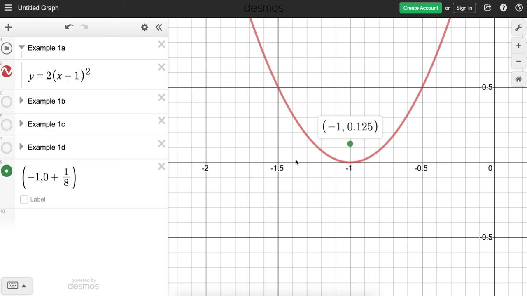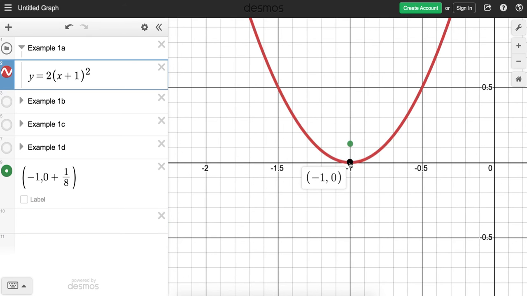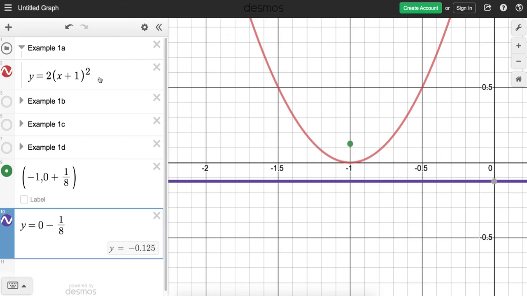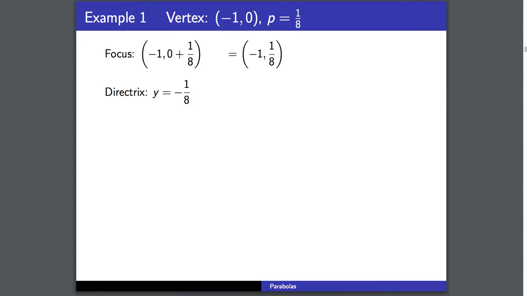Now for our directrix line, if we went up to get the focus point, if we added 1/8 to the y coordinate of the vertex to get the focus point, we're going to subtract 1/8 from the y coordinate of the vertex to get the directrix line. So once again, our vertex is at negative 1, 0. We want to go down 1/8 of a unit. So y equals 0 minus 1/8 is going to be our directrix line. And 0 minus 1/8 is y equals negative 1/8.